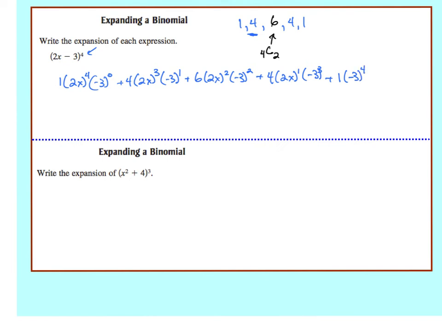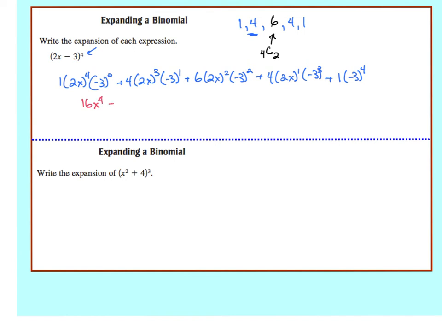You could say 2x to the power of 0. I just don't usually put those. Now we got to do a little bit of math. So now we have 2x quantity to the 4th. So 2 to the power of 4 is 16. So now I have 16x to the power of 4.